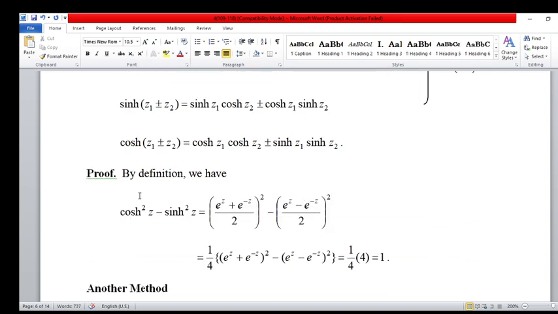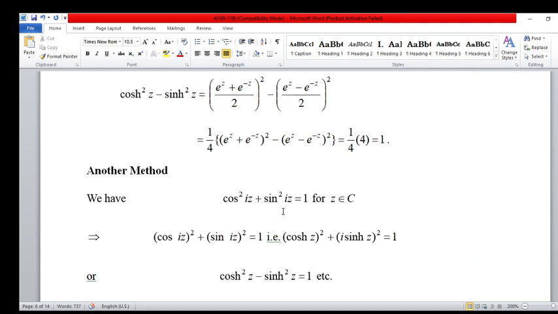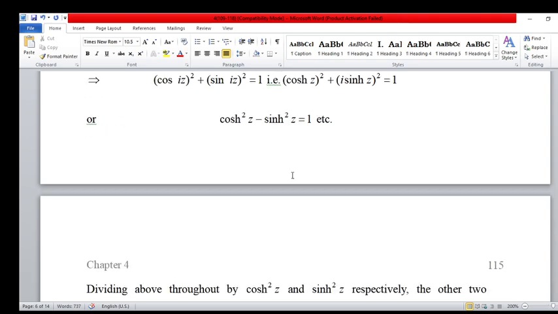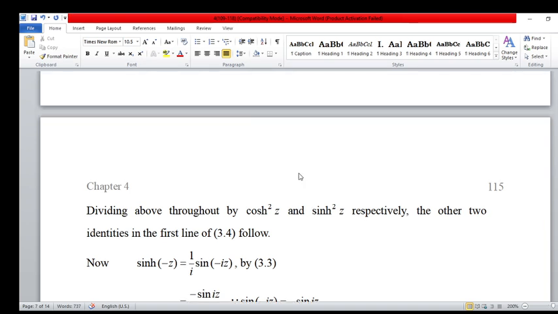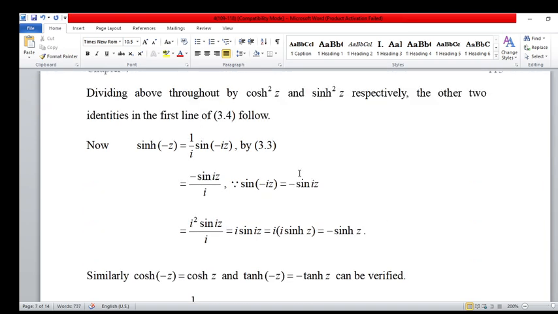Now we take the first formula. cos hyperbolic square z minus sin hyperbolic square z is equal to, substituting the values of the hyperbolic functions, a square here and 1 upon 4 again. After opening the bracket, we obtain 1 upon 4 into 4, which is equal to 1. This is another method. This method is easy, and we obtain this result. So this result is complete.